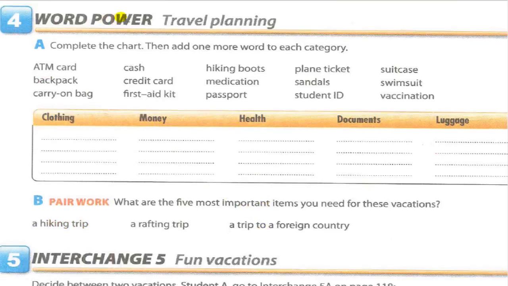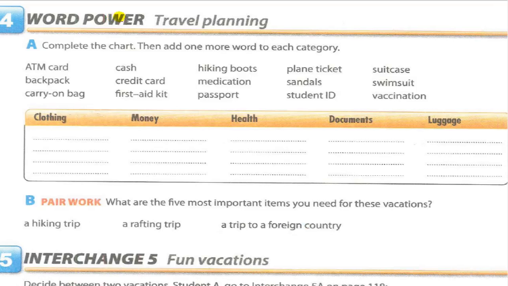Exercise number 4, word power. Travel planning. Complete the chart, then add one more word to each category. Category, British, American. In this exercise we have different words and we need to put the words in every group, in every section, like clothing, money, health, documents, luggage, baggage, bags.